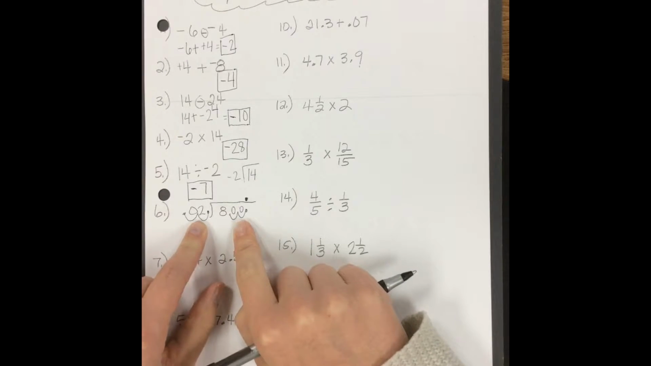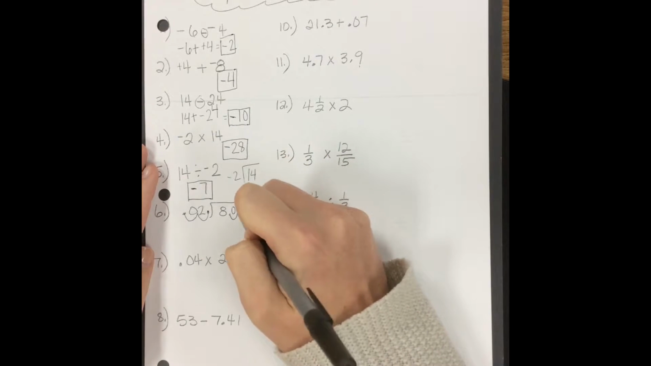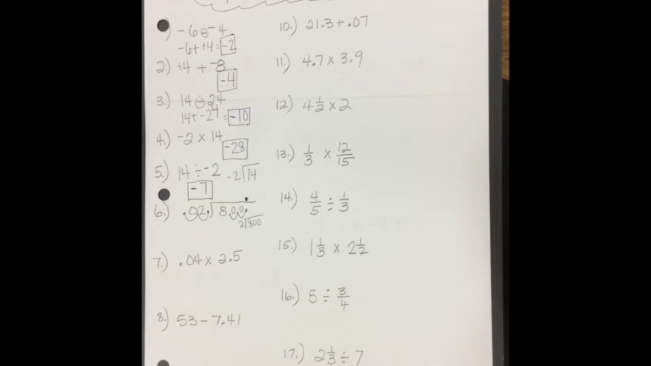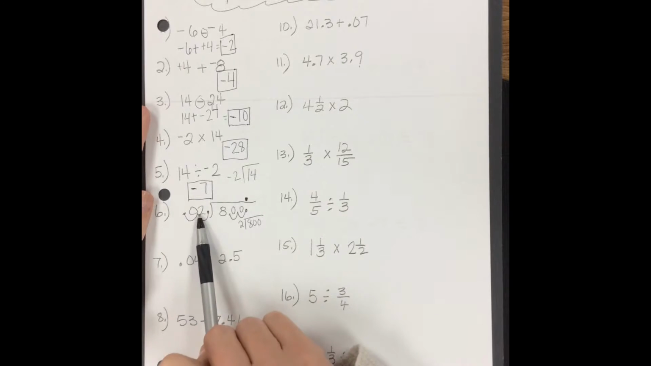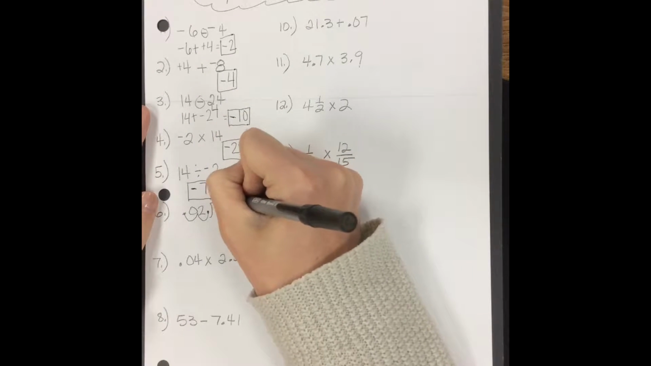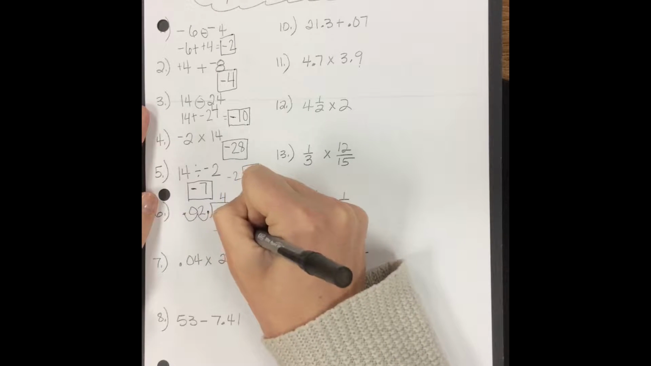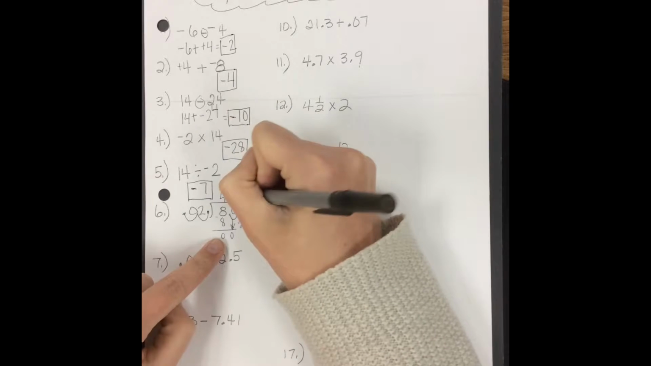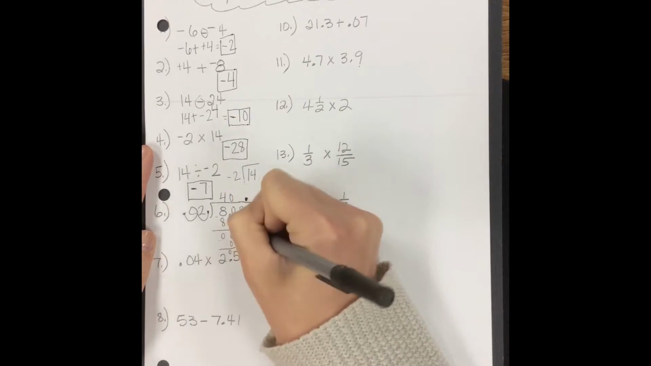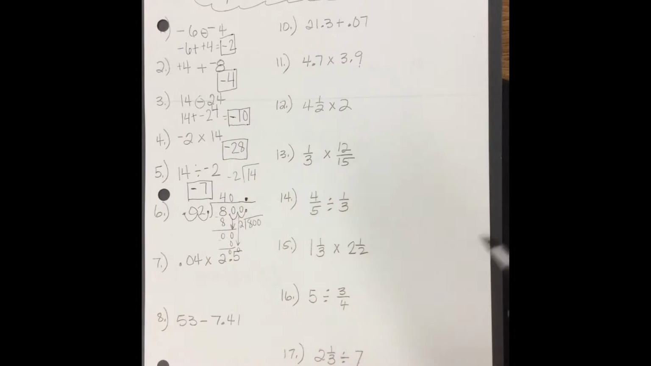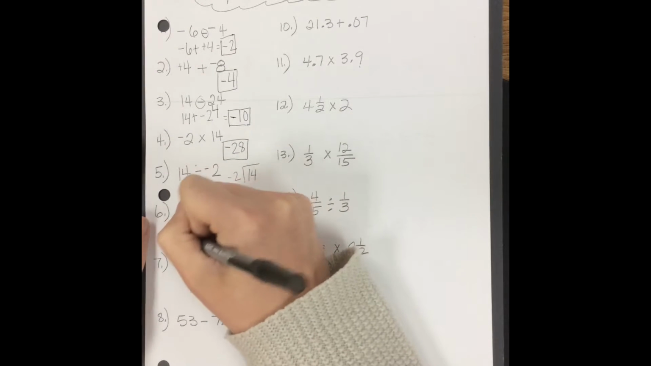You can rewrite it as 800 divided by 2 if that's easier for you to read, or we can just keep it like this. So 2 goes into 8 4 times. 4 times 2 is 8. Subtract, bring down your 0. 2 goes into 0 0 times. 0 times 2 is 0. Subtract, bring down this last 0. 2 goes into 0 again 0 times. So I get 400.